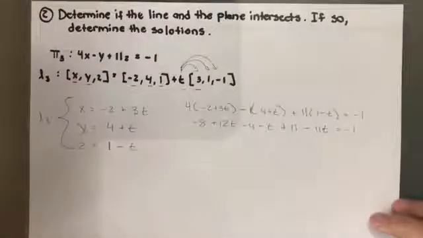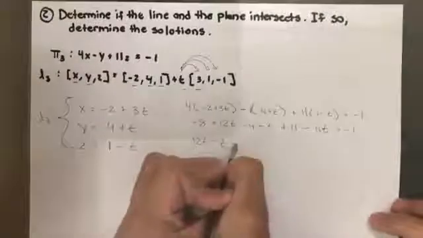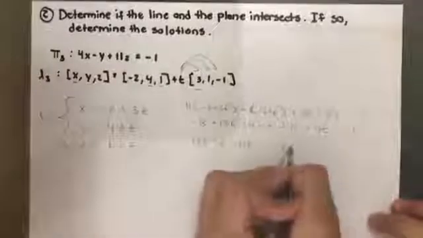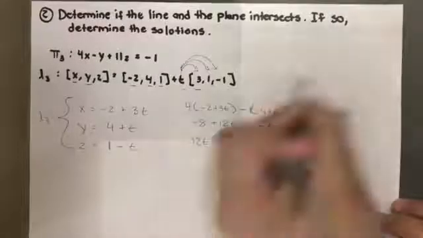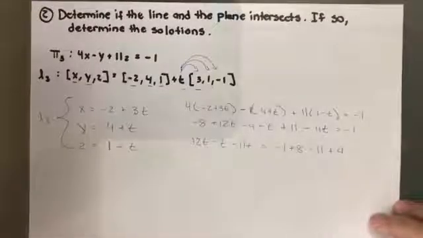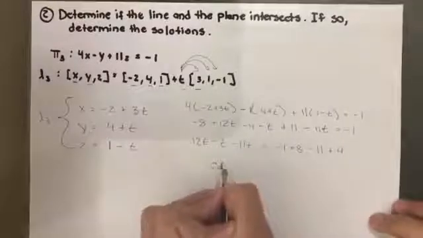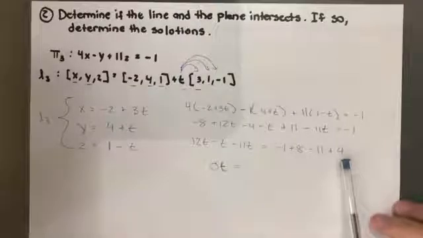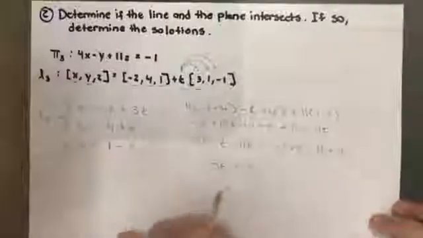Now the next step is what I did before: put the like terms together. So we're going to have 12t minus t minus 11t equals negative 1. We take negative 8 to the other side, it's going to be positive 8. We take positive 11 to the other side, it's going to be negative 11. We take negative 4 to the other side, it's going to become positive 4. Now 12t minus t is going to give us 11t. 11t minus 11t is going to give us 0t. And then we have 8 plus 4 is 12. 12 minus 1 is going to give us 11. 11 minus 11 is going to give us 0.